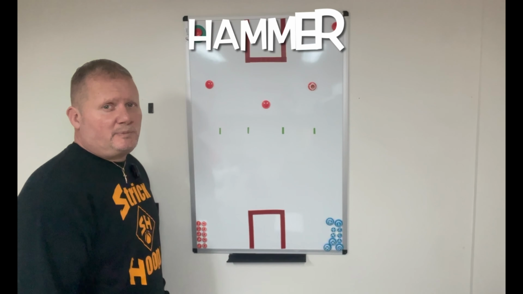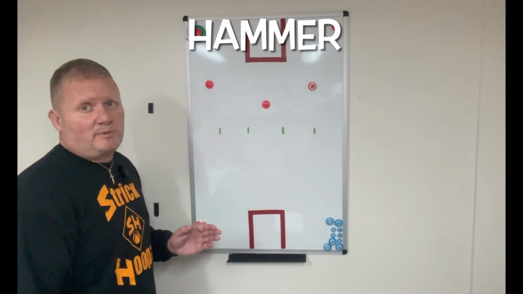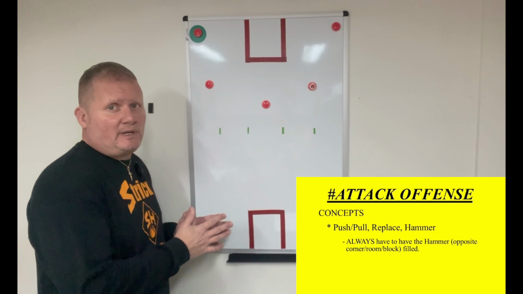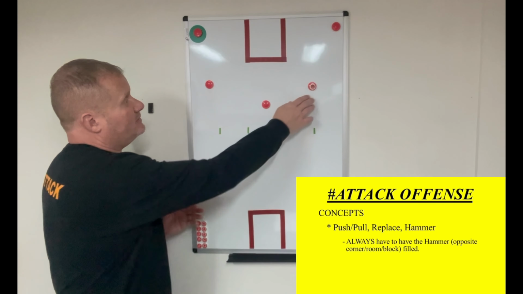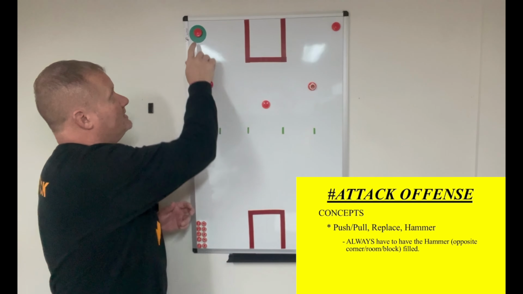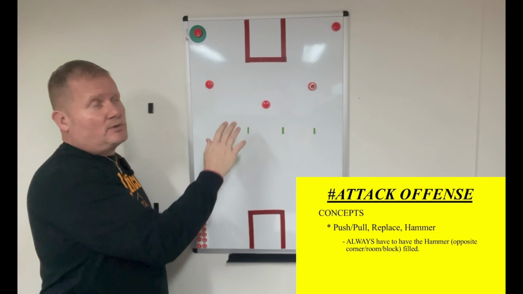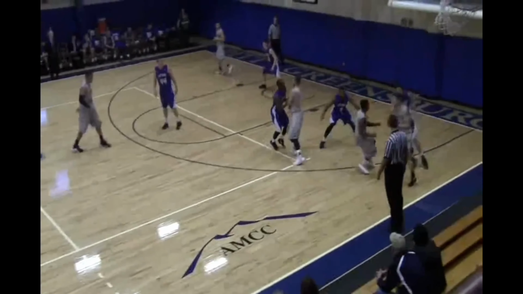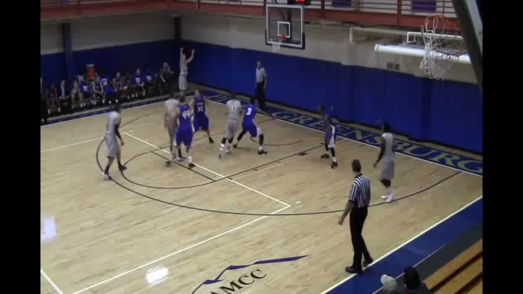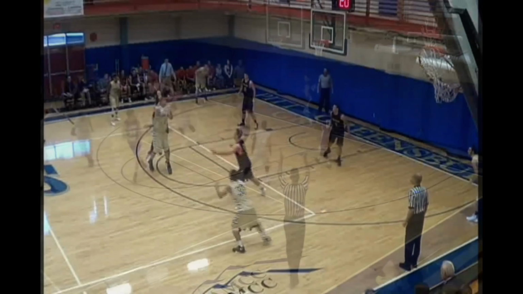And then besides the replace, we also have a hammer, which the hammer is the opposite corner. We always want to have that filled. So we always want to have a replace filled. We always want to have the hammer filled. So the ball's here. The hammer is the opposite corner, okay? And I have it in the green. Now, when I say the opposite corner, that could be the corner. Darby drives, dishes it to Rocco. Rocco dishes out wide open to Witt at the three-point line is good.